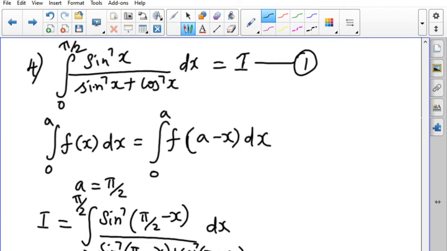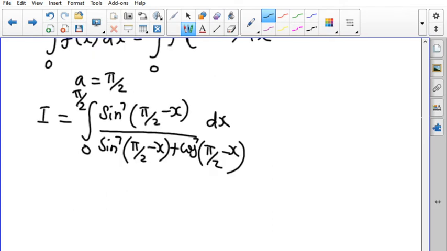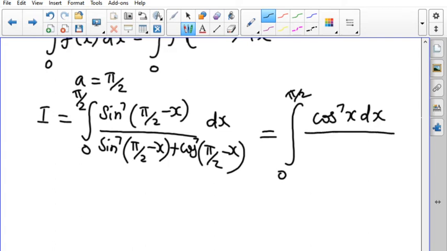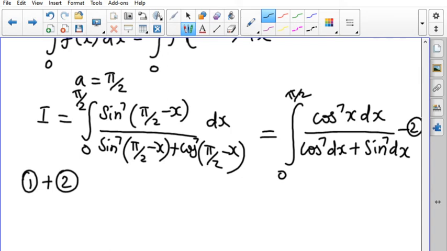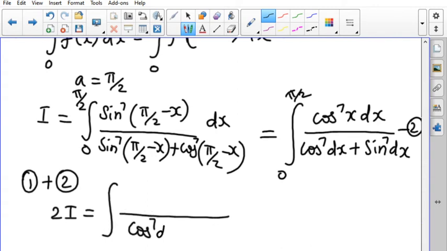Now we know that sin of (pi by 2 minus x) is cos x. So we get integral 0 to pi by 2 of cos power 7 of x dx on top. In the denominator, the first sin becomes cos, and the next cos becomes sin. Take this as equation number 2. Now add equations 1 and 2. On the left-hand side, I plus I becomes 2I. On the right side, the denominator is the same for both, so we take the common denominator, with dx.